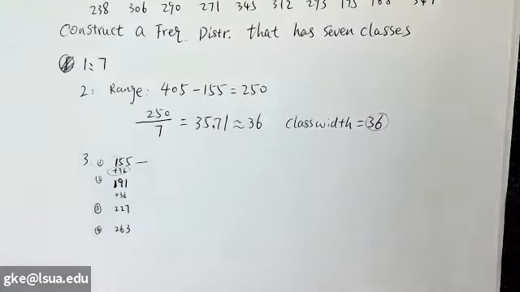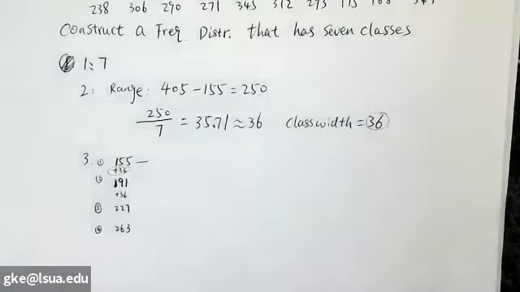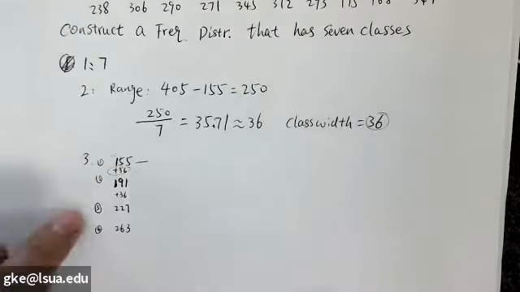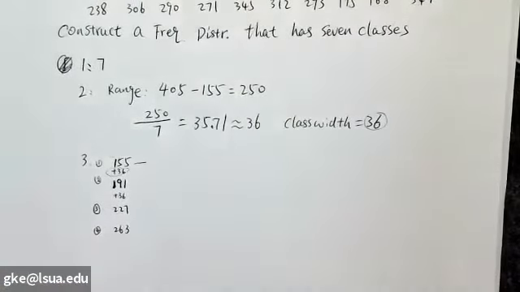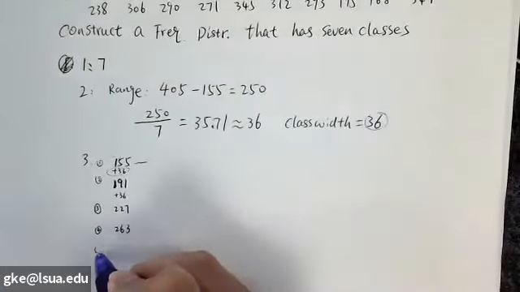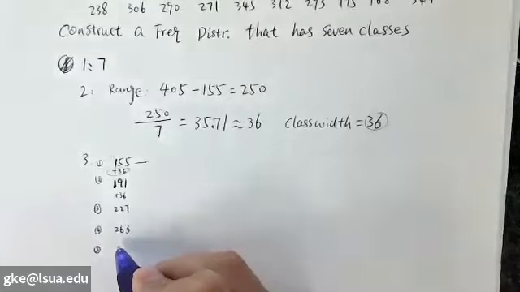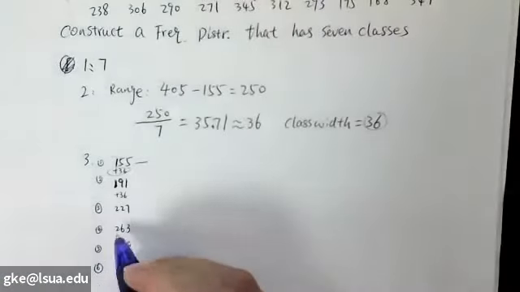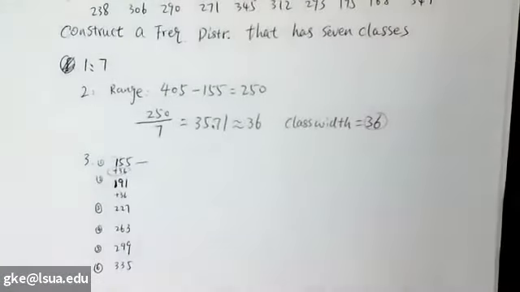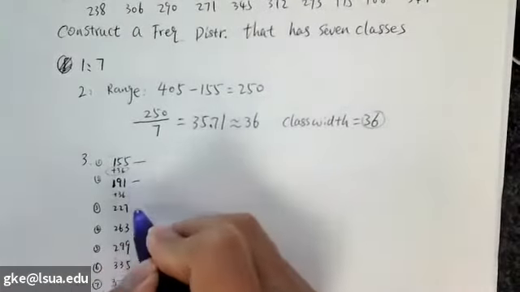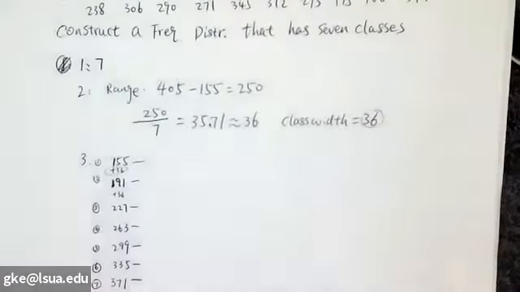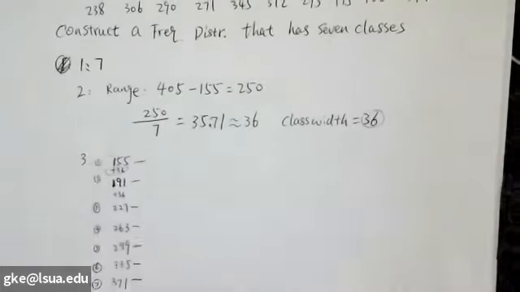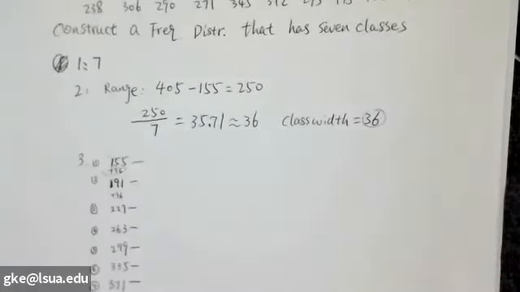And we're going to continue the same thing because we need to get how many classes? 7, right? We only have 4, so we need to continue. So we plus 36, plus 36. Aha! We get 7 lower class limits, the first column, right? The first column.